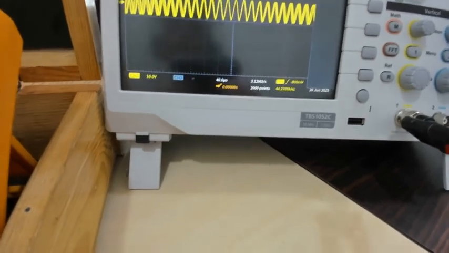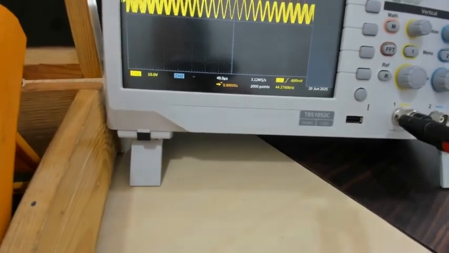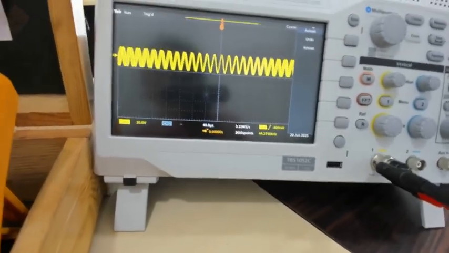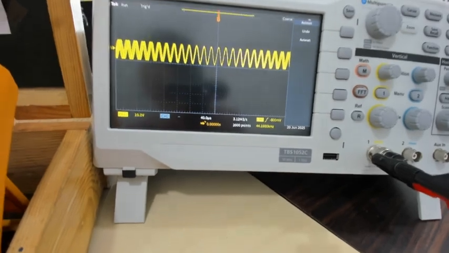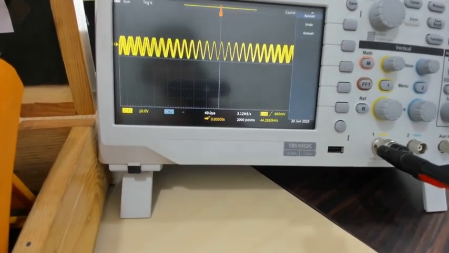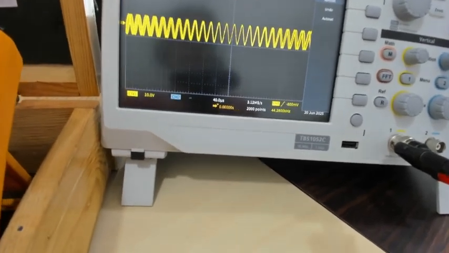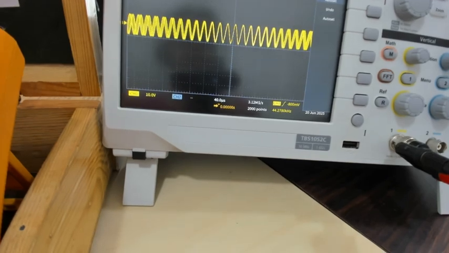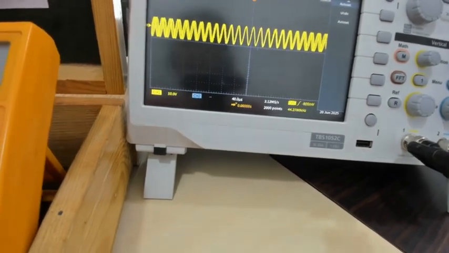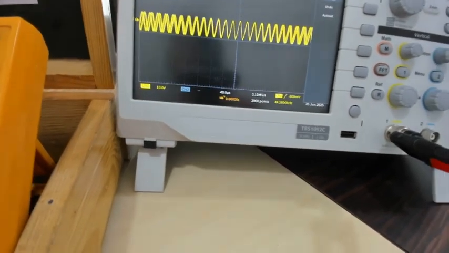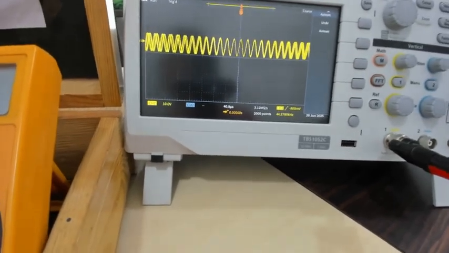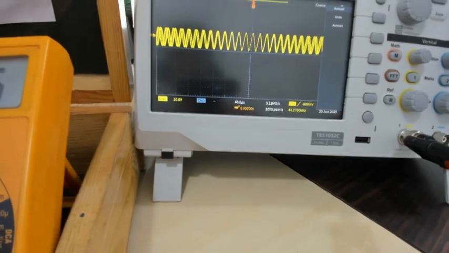Subtract the previous frequency from this frequency, and you are going to get the delta F, which we have seen in the presentation. Divided by the modulating frequency, you are going to get the modulation index. If you are increasing or decreasing the frequency, you will be able to observe the change in the modulation index. So this is how you calculate the modulation index.